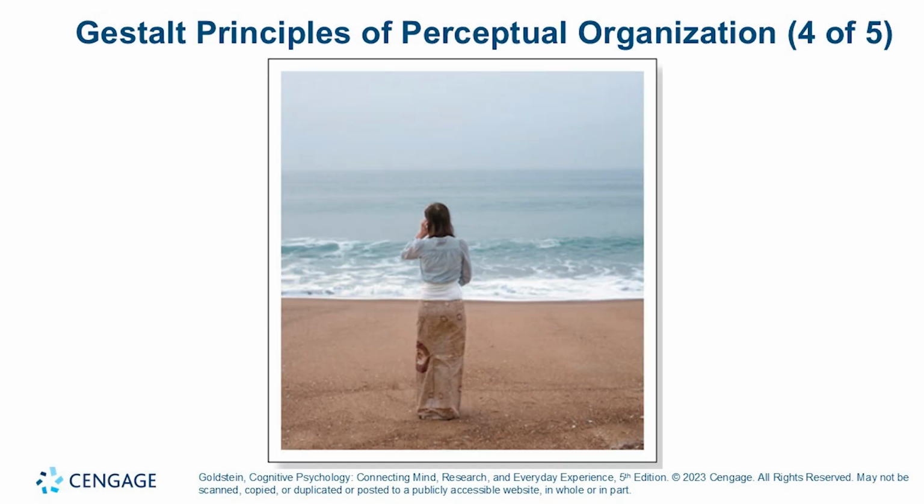We can also see this in this example of a photograph of a woman standing on the beach, where it almost appears as though her head is floating, because it so happens that her skirt matches the color of the sand around her, and her jacket and shirt match the color of the water and foam of the sea. And so because they blend together with the background, they are perceived to be part of the background as opposed to part of the woman that's standing there.